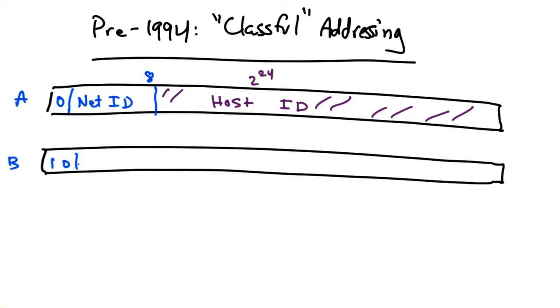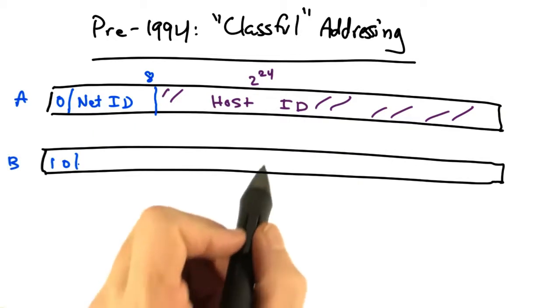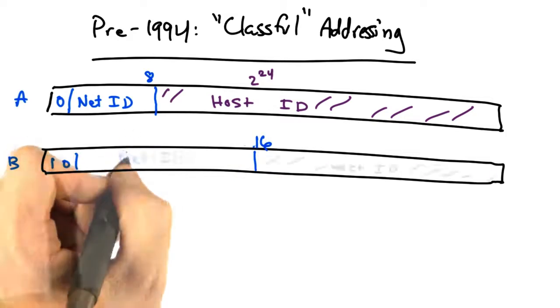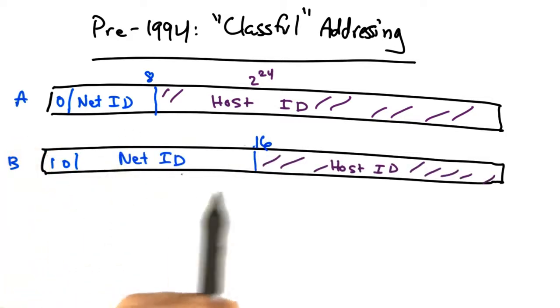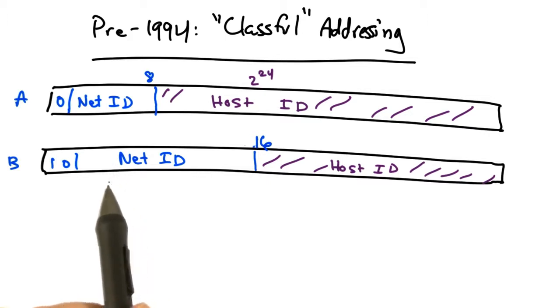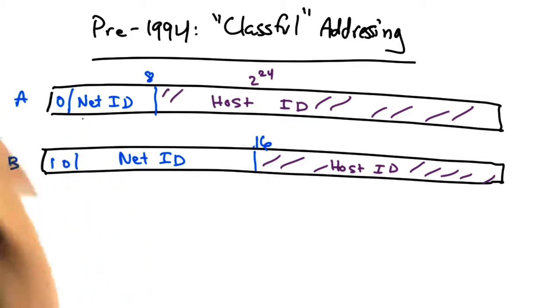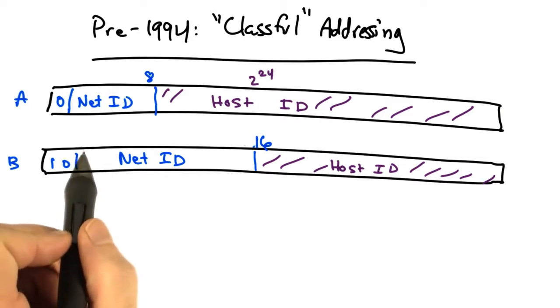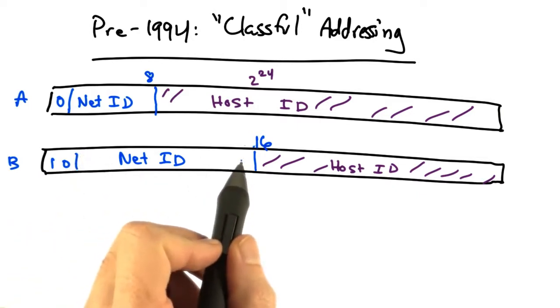Addresses that started with 10 were designated as Class B networks, where the first 16 bits signified the network ID, and the remaining 16 bits signified the host ID for that network. Note here that each Class B address range represents about 1/65,000th of all Internet address space.